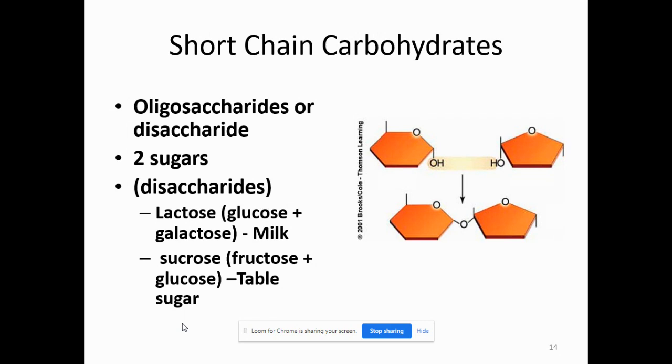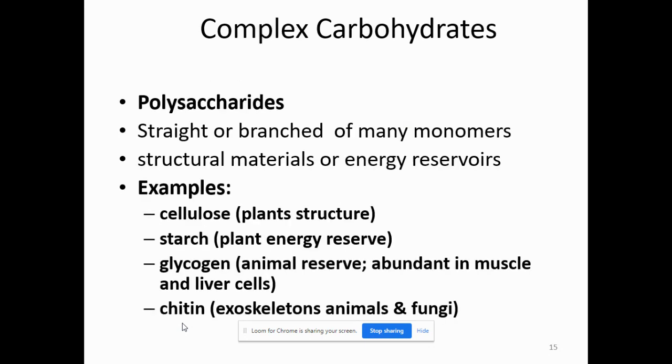Sucrose is table sugar. So sucrose is a polymer of fructose and glucose molecules. But when you have a chain of monosaccharides, then you get into complex carbohydrates. Another name for complex carbohydrates are polysaccharides. Polysaccharides can be either straight or branched. And they are very important for organisms because one of their major uses is energy reservoirs, or for use in structural materials.